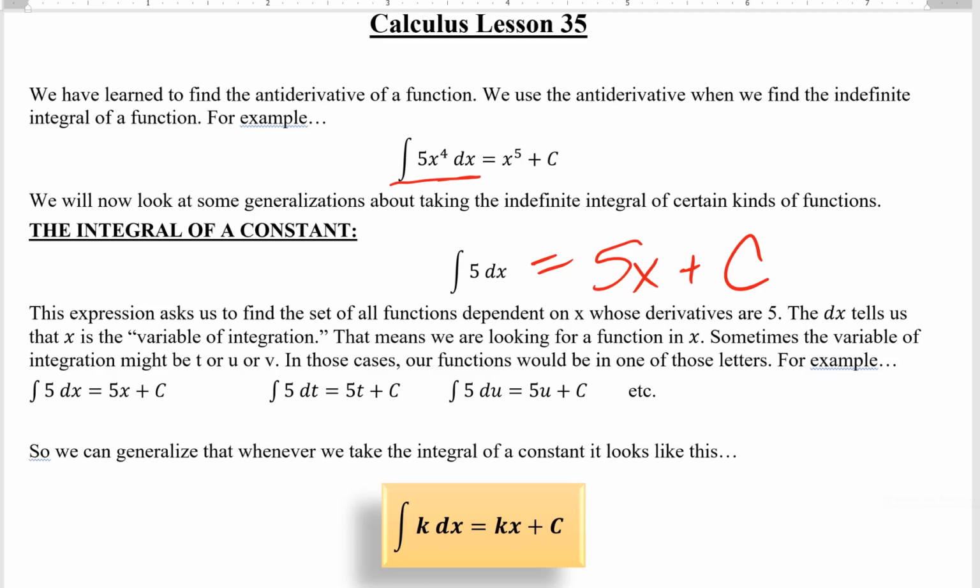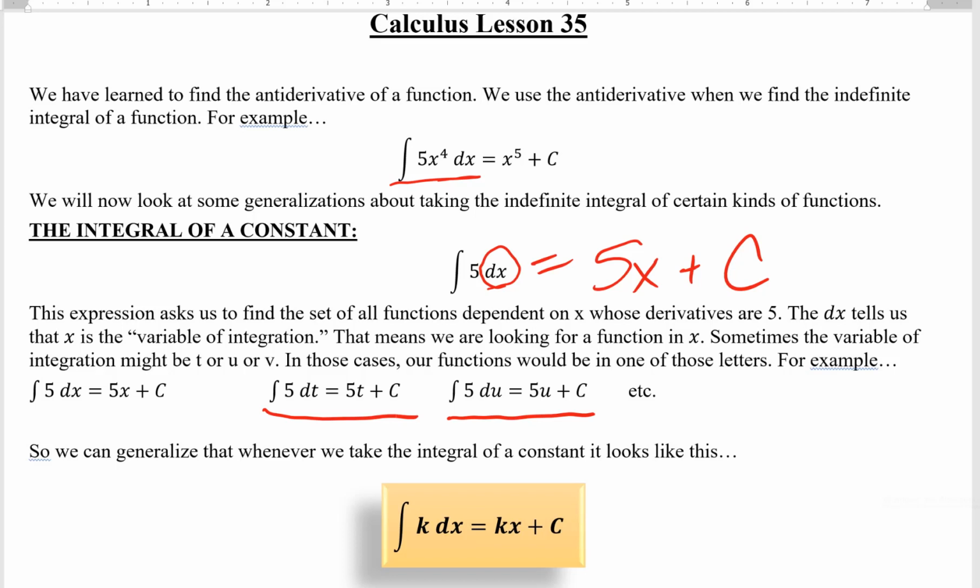times x or t or u or whatever that variable of integration is. And that always is right here. It always tells you what that letter is. So the integral of 5 dx is 5x plus c. The integral of 5 dt would be 5t plus c. The integral of 5 du would be 5u plus c, etc.